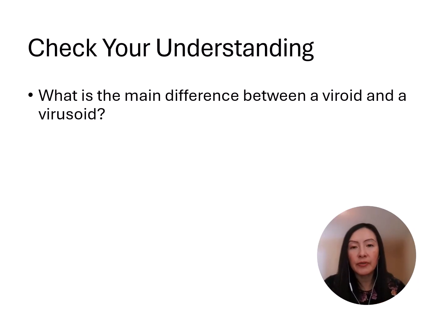The main difference between the two is that viroids are self-replicating RNA. They do not need a helper virus, whereas virusoids cannot self-replicate. They require a helper virus to replicate.